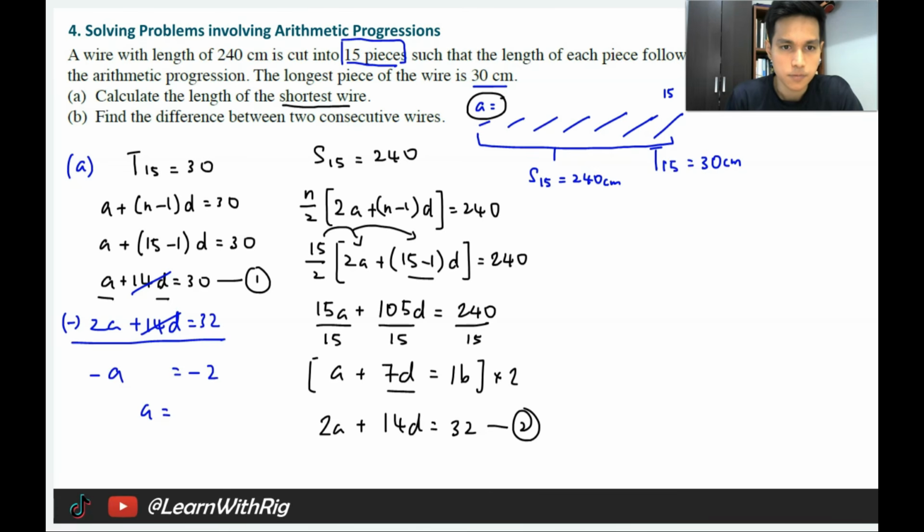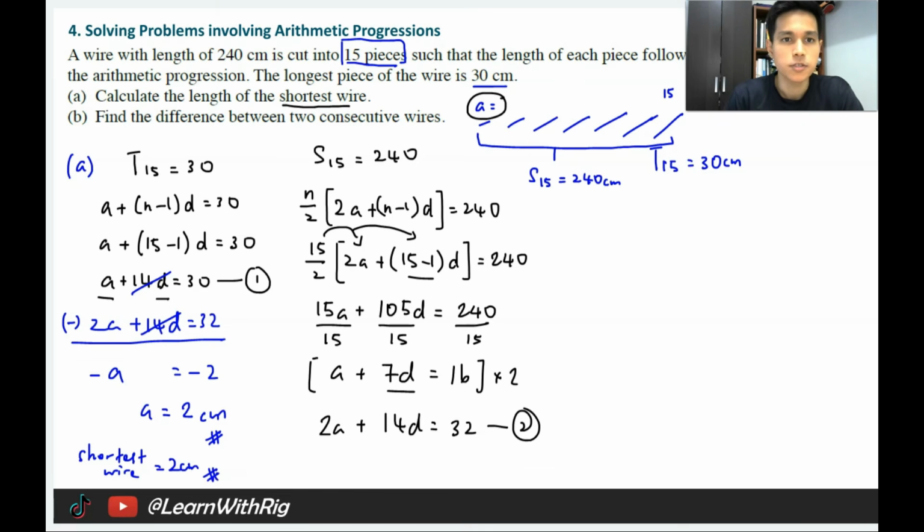So what is the a value? The a value is 2 cm. So the shortest length of wire is 2 cm. The shortest wire equals 2 cm.